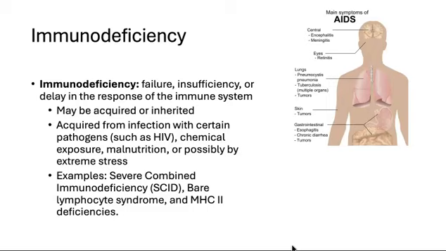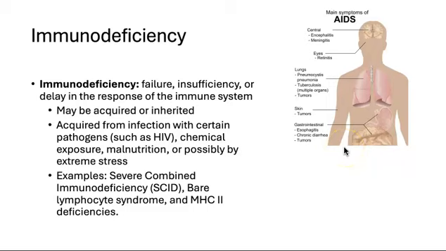This is when we have a failure or insufficiency or delay in the response of our immune system. And this could be acquired or inherited. It could be acquired through radiation exposure that could destroy our populations of lymphocytes and elevate someone's susceptibility to infections and cancer. This is certainly seen in somebody with HIV. You could see some of the conditions in which they can develop here.